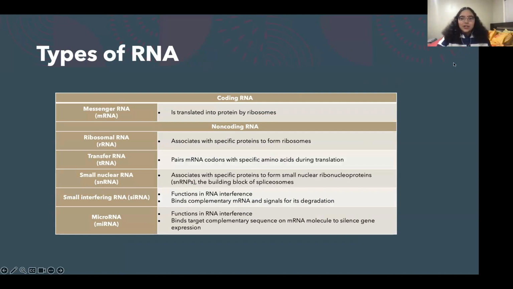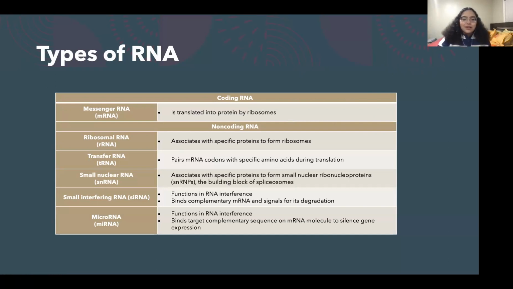The main one is messenger RNA, or mRNA. That's called coding RNA because it actually turns into proteins after translation. The rest are non-coding RNAs, and some of those include ribosomal RNA, which makes the ribosomes with proteins as well. There's transfer RNA, which pairs the codons with amino acids during translation. There's small nuclear RNA, which associates with different proteins to make ribonucleoproteins, and those come into play with spliceosomes, which there's a photo of later.